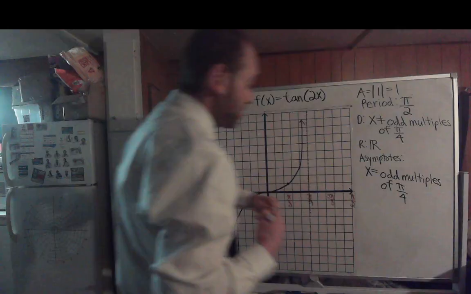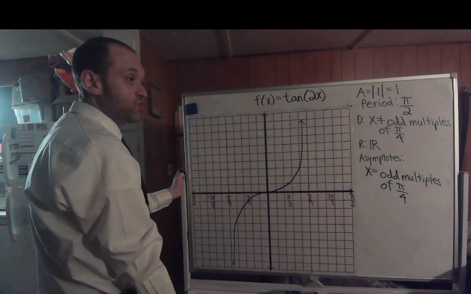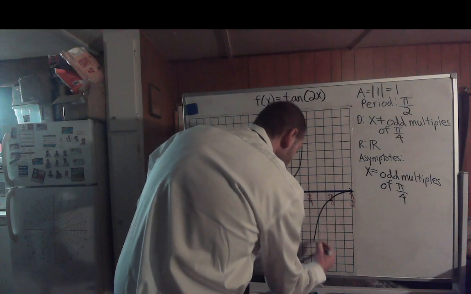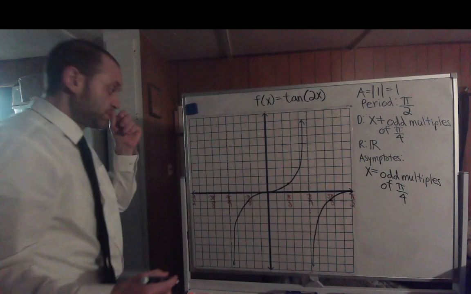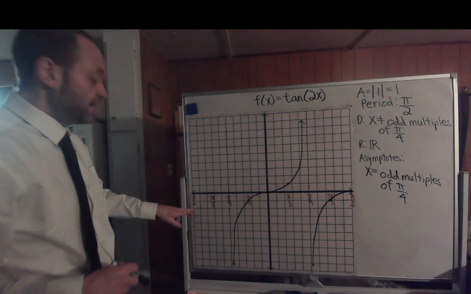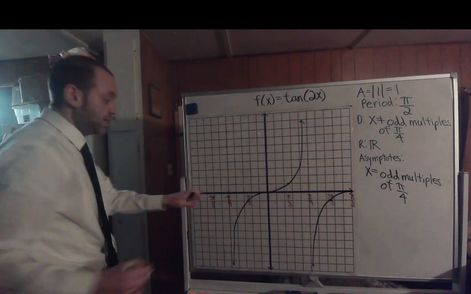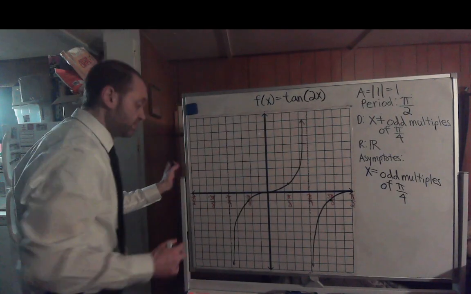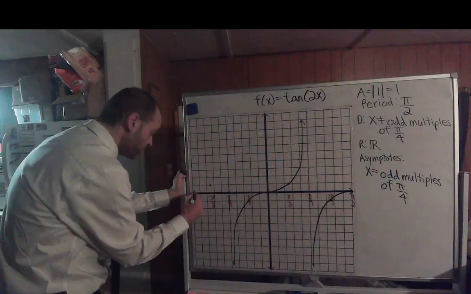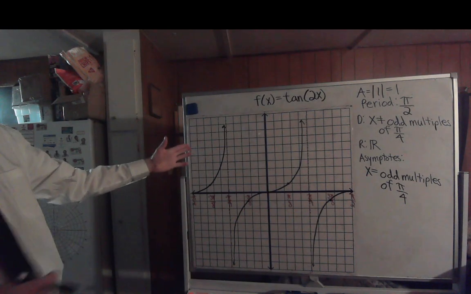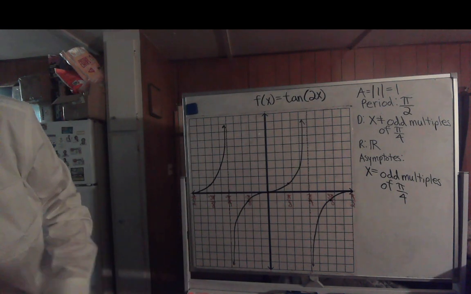And then if I put in pi over 2, I'll get the tangent of pi, which is 0. If I put in 3 pi over 8, I'll end up getting the tangent of 3 pi over 4, which is negative 1. So yes, it looks very similar, it's just shifted periods. If I put in negative pi over 2, I'll get the tangent of negative pi, which is 0. If I put in negative 3 pi over 8, I'll get the tangent of negative 3 pi over 4, which is positive 1. Alright, so there's the graph of the tangent with a period change.